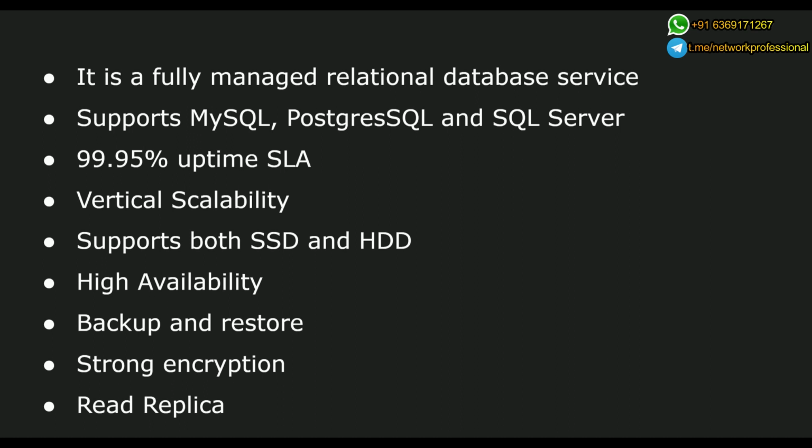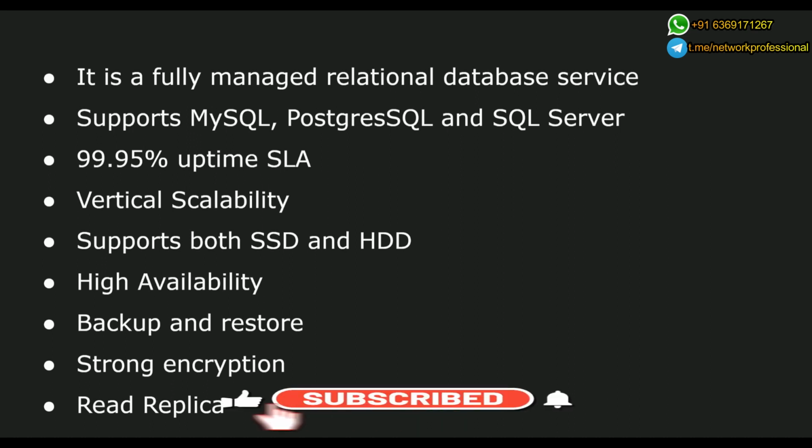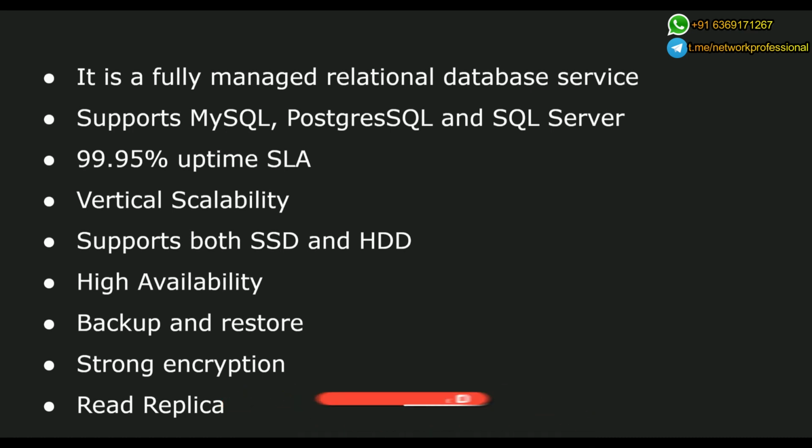When it comes to uptime for Cloud SQL, GCP provides a 99.95% uptime SLA, which means the maximum downtime would be around 4 hours and 23 minutes per year. And it is vertical scalability. There are two types of scalability: vertical scalability and horizontal scalability. Cloud SQL is vertical scalability. However, Cloud Spanner is horizontal scalability.